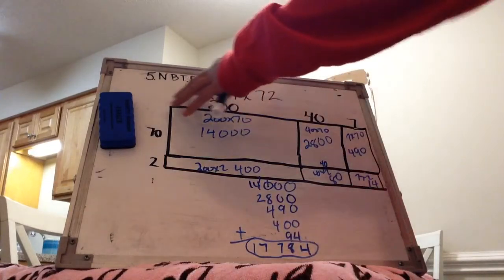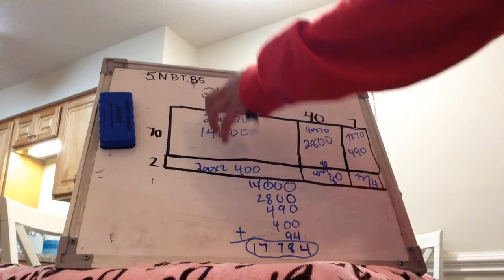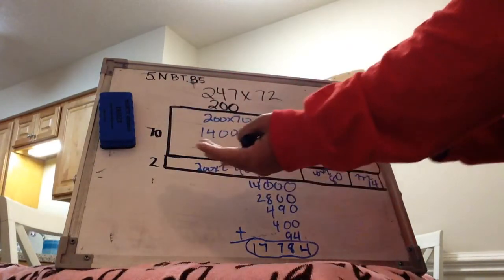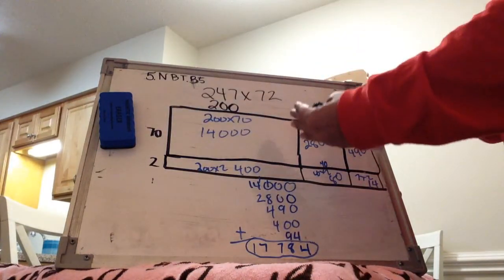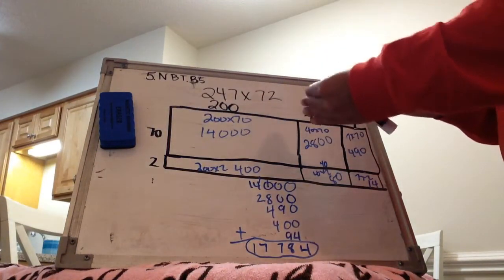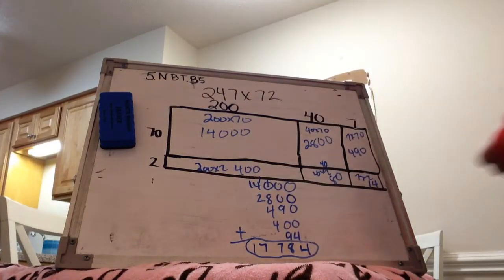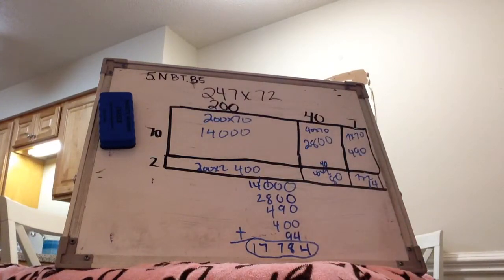This would be the length 247, width 72, and then let's just say this is my whole entire plot of land and I want a section of part of it for a garden, part of it for building a playground. So I can find individual areas of my spaces, then add them up to find the entire area. So this would be adding with an area model.